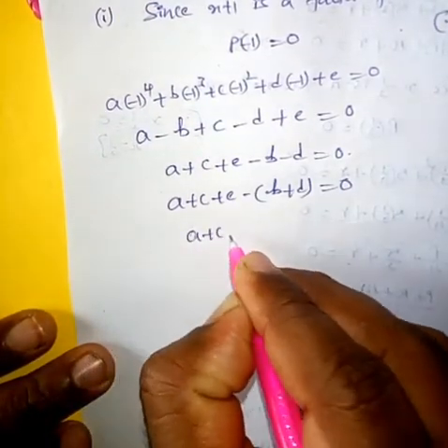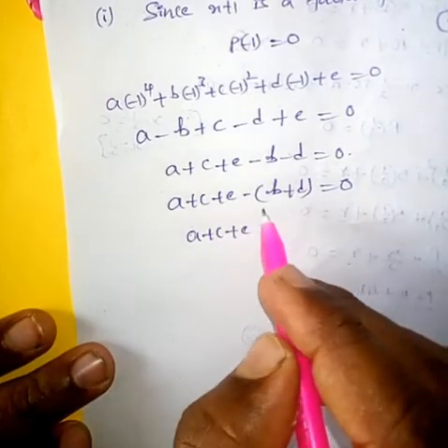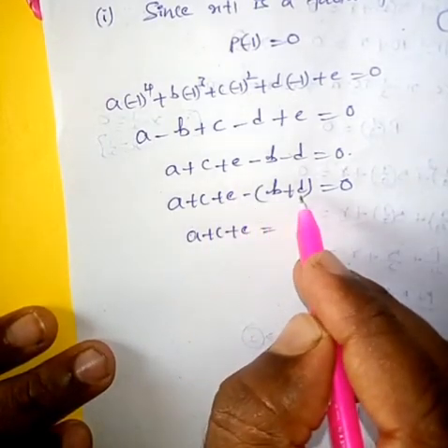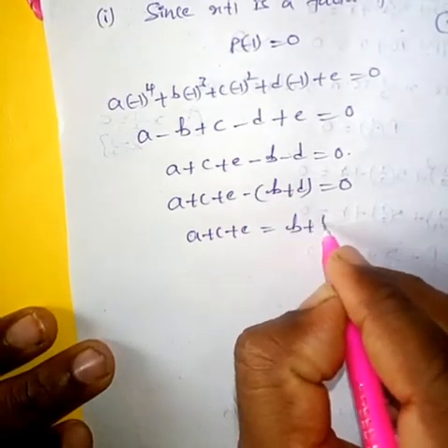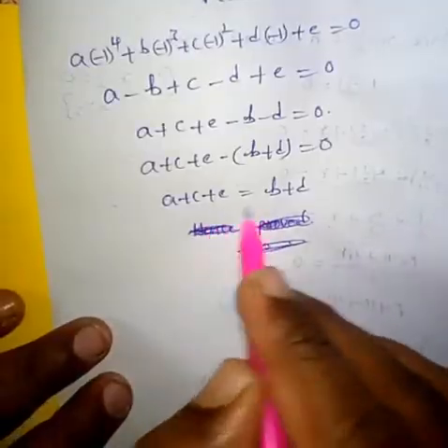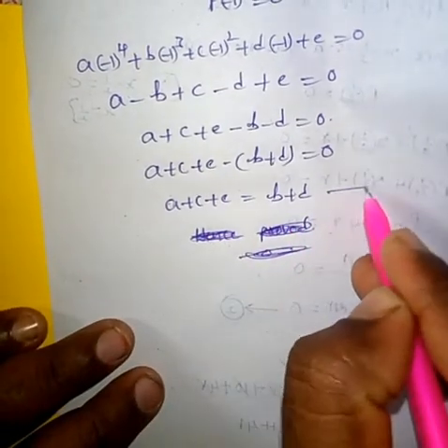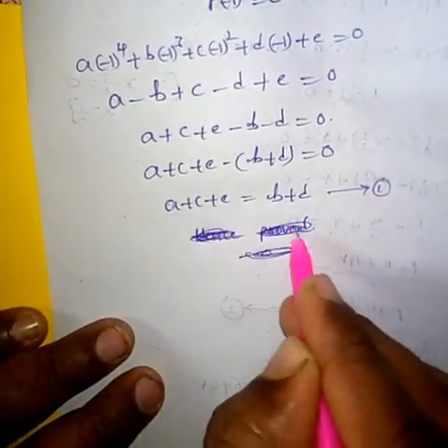That is, a plus c plus e is equal to minus of b plus d. If you transpose this, it becomes positive value, that is b plus d. Name this as equation 1.